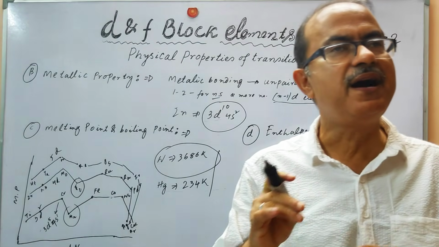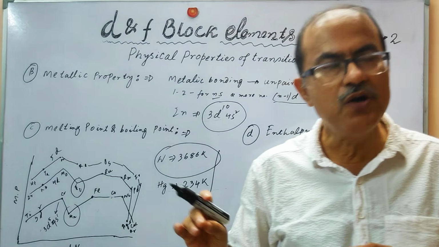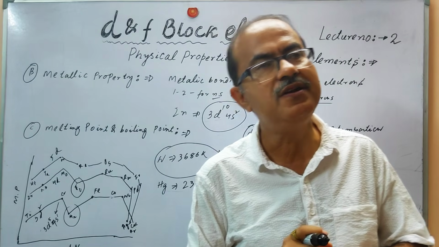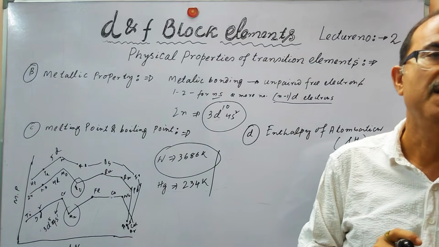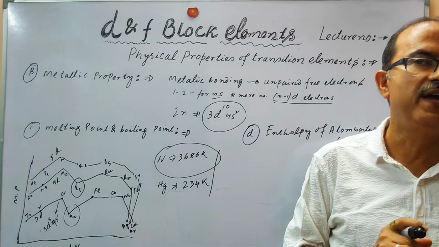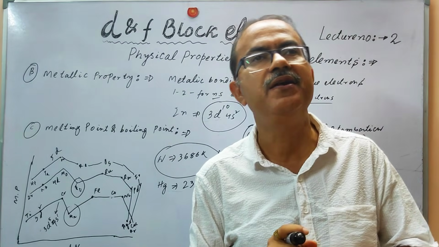And as we go down the group, we will find that enthalpy of atomization goes on increasing. That is why the transition elements are of low volatility and are very hard metals.